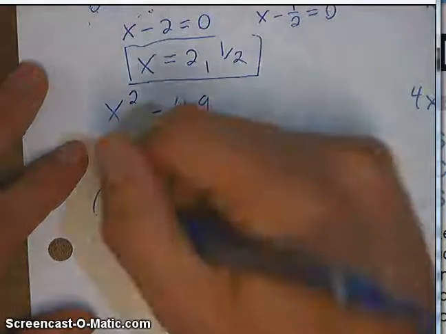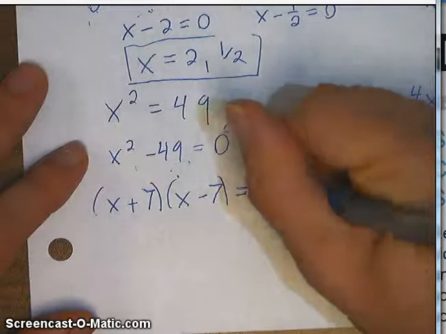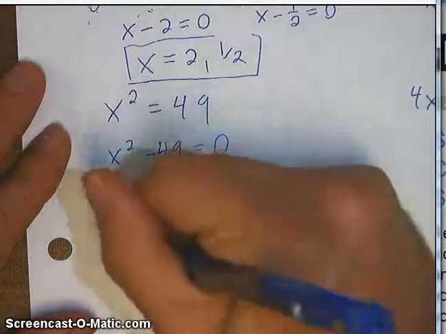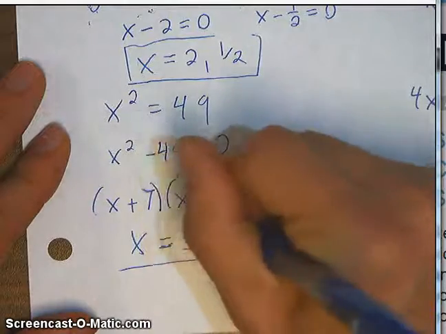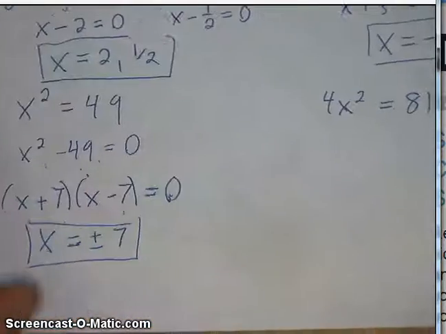And then in between there, we're going to write a plus and a minus. So when we factor this thing, we've got (x plus 7) times (x minus 7). My solutions then are x equals positive and negative 7. Same thing over here.